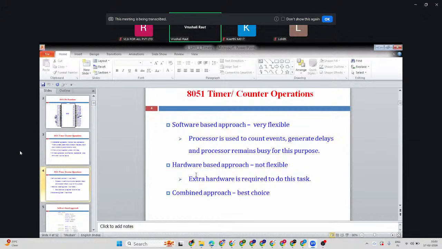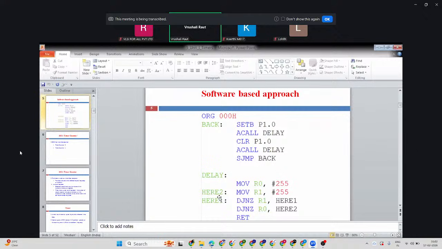Whereas when you are going for the hardware approach, what is happening? The timer is working, the ALU is not working. Who is working? The timer is working. So that is a good approach. And they say that if you combine these two approaches, it is even better. Okay, that is how I'm justifying the timer based delay.